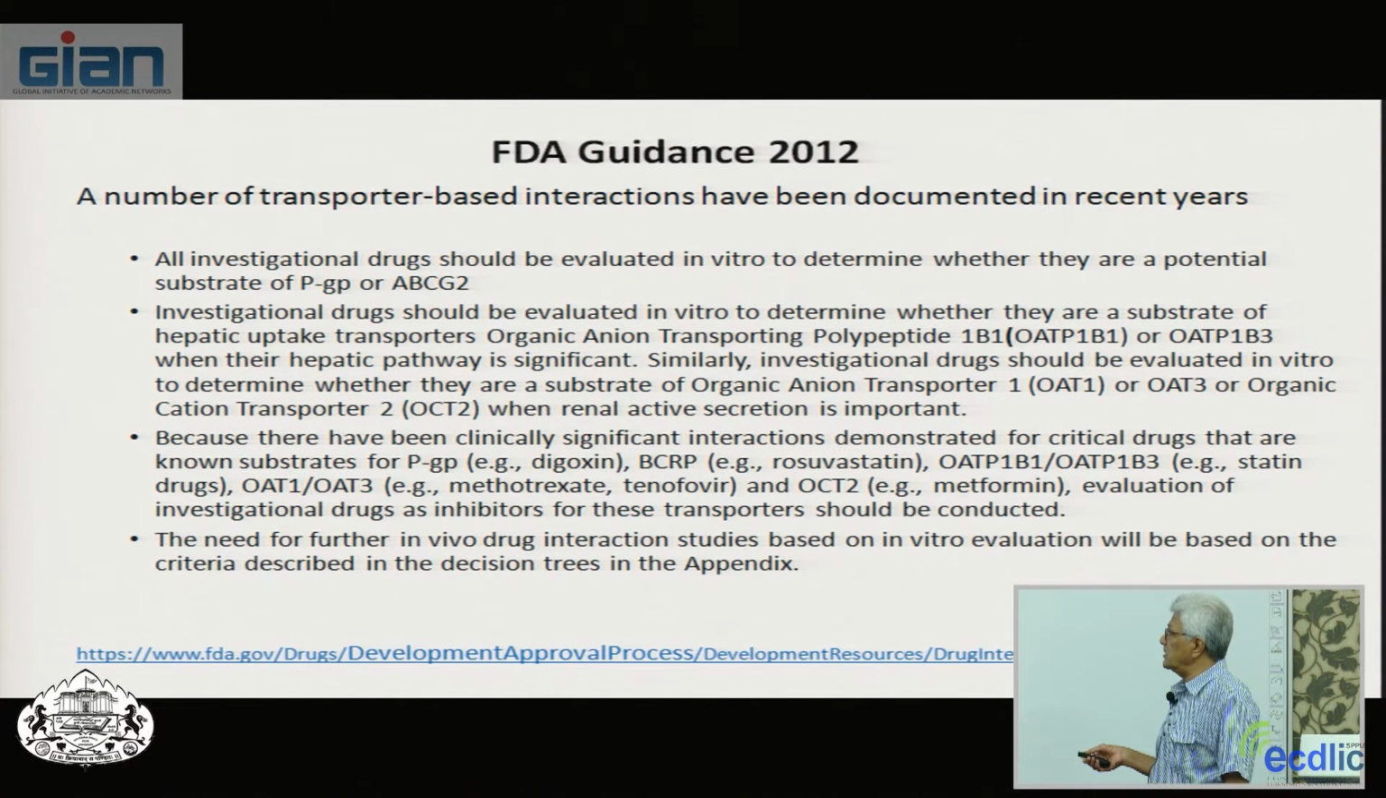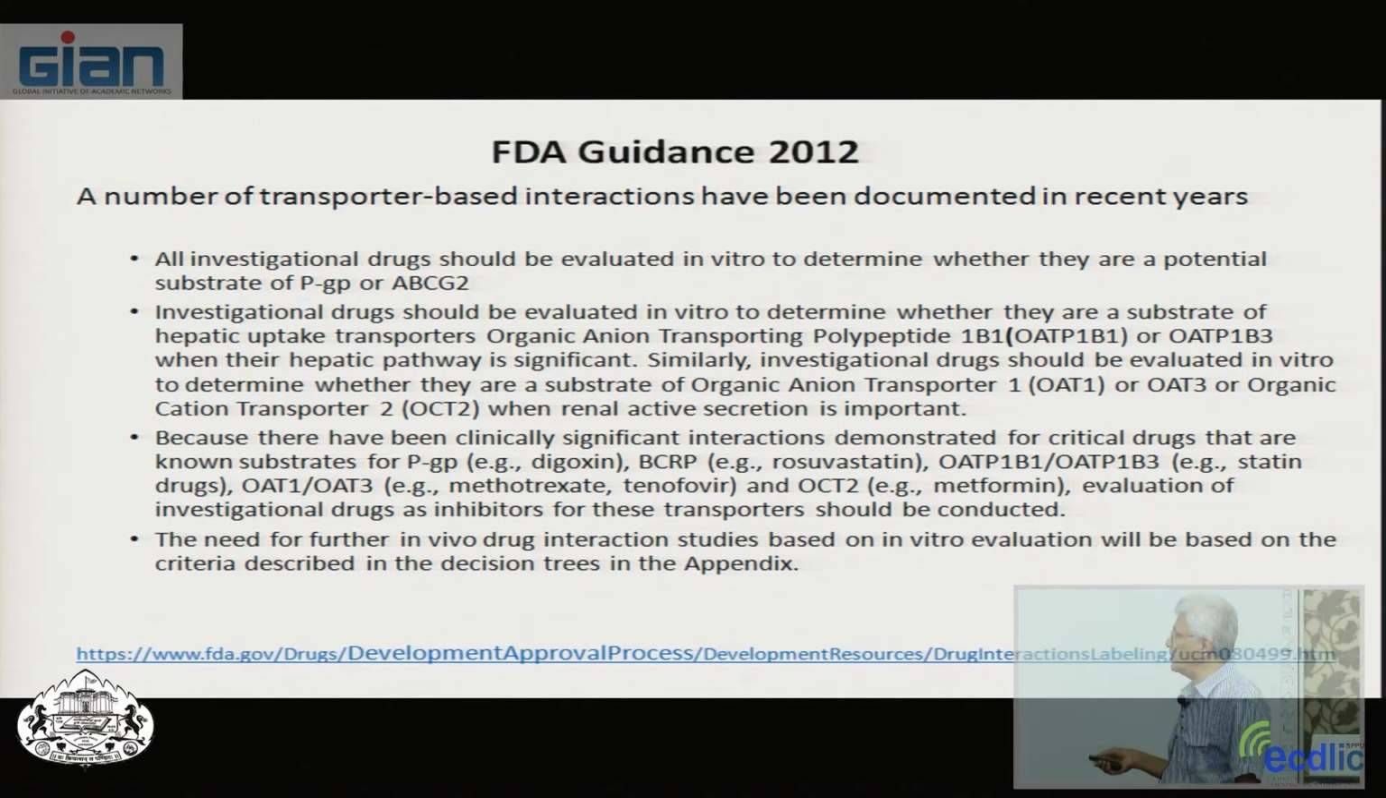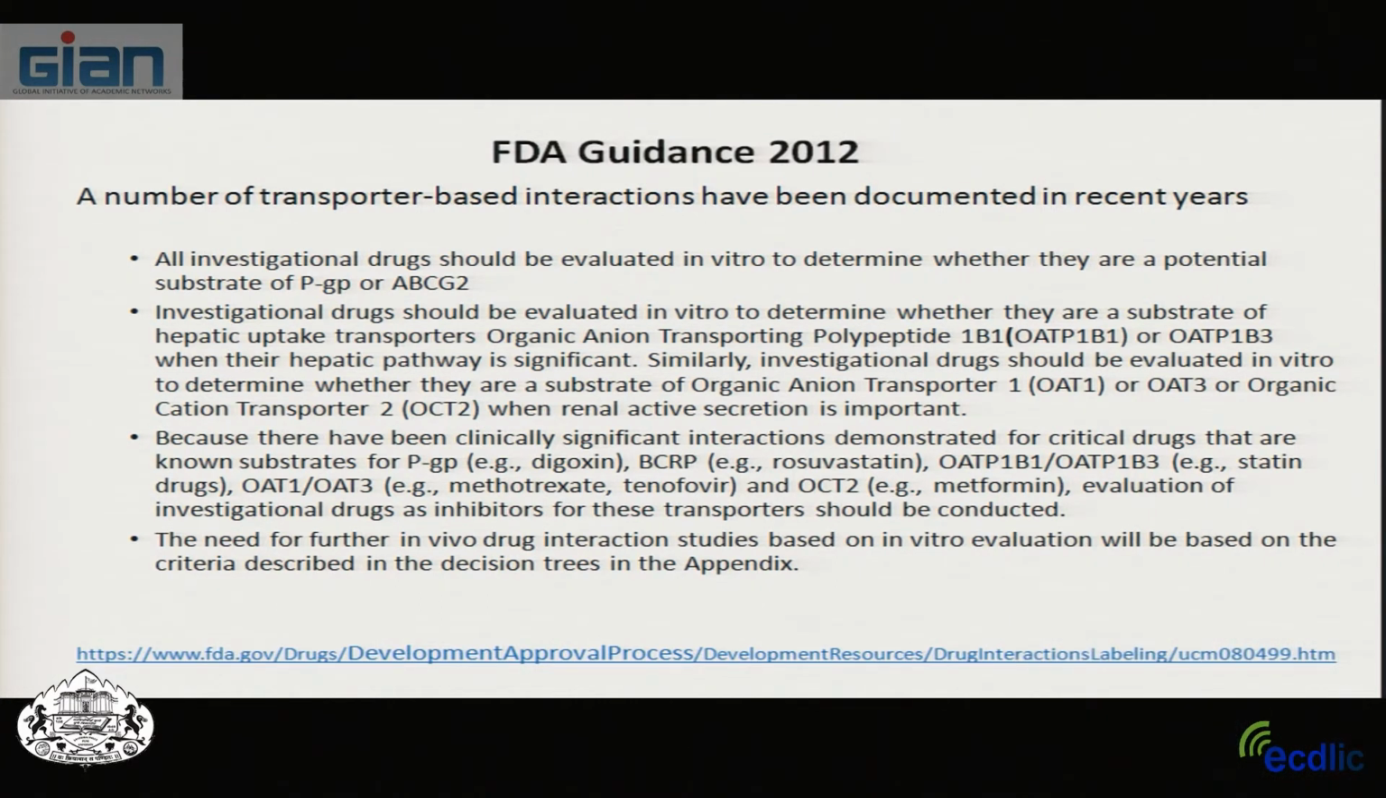All investigational drugs should be evaluated in vitro to determine whether they are potential substrates of P-glycoprotein or ABCG2. In older literature, another alternate name for ABCG2 is BCRP, breast cancer resistance protein, or MXR, because the gene was cloned from mitoxantrone resistant cells, so they named it MXR1, but ABCG2 is the standard.